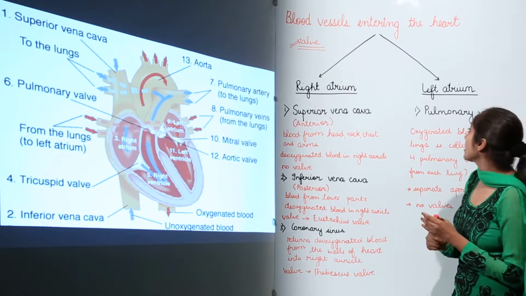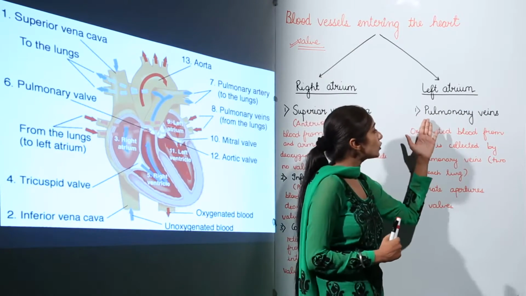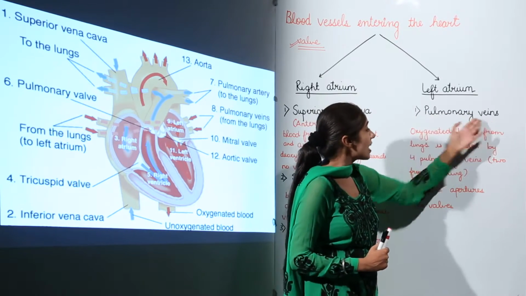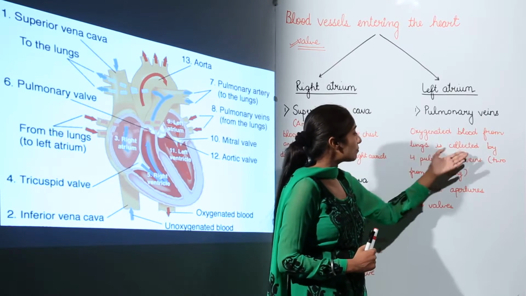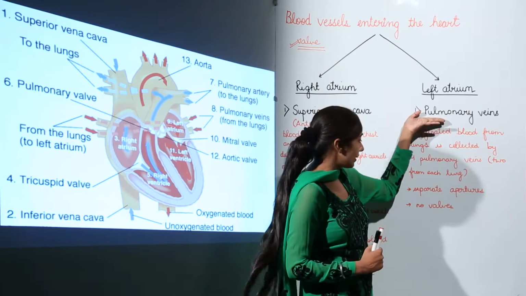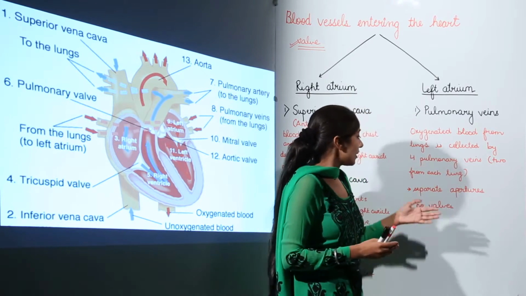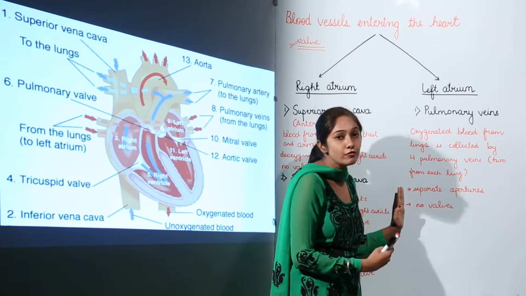Now let's talk about the left atrium. In the left atrium, we have two pairs of pulmonary veins which carry oxygenated blood from the lungs, and it's collected by these four pulmonary veins. So two from each lung, the left and the right. They have separate apertures, but they don't have any valves, right?